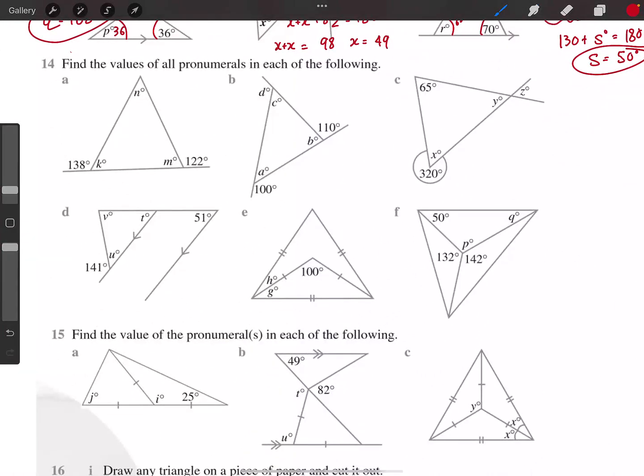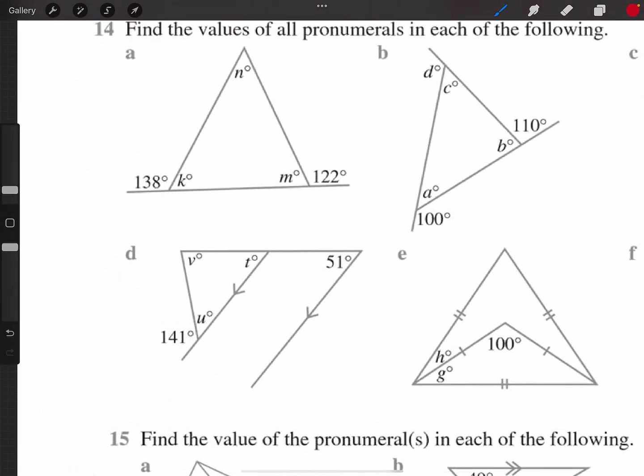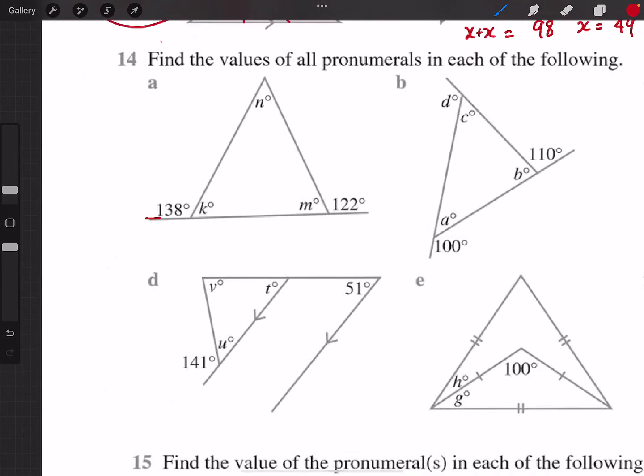Question 14. Find the value of all the pronumerals in each of the following. Oh, look at this. These two angles make 180, so just do a subtraction. 180 take away 138, that makes 42. 180 take away 122 will be 58. Okay, now we need to find the angle sum of a triangle here.